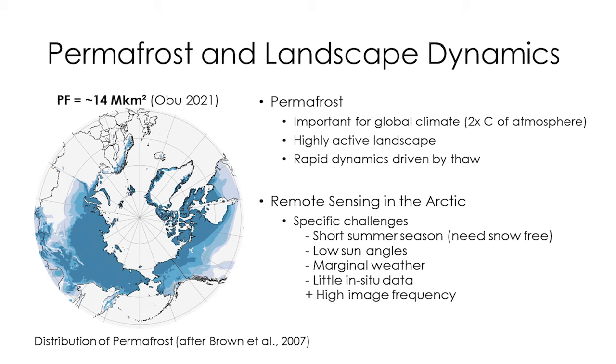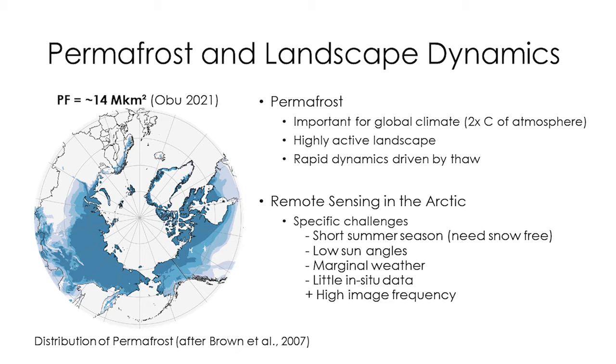This work is based on remote sensing analysis, and remote sensing in the Arctic has specific challenges. We have a short summer season. So for mapping retrogressive thaw slumps, we need the snow-free period. We have low sun angles and a very short summer season. We have, in a lot of places, marginal weather, so a lot of fog and clouds. And we have very little in situ data for training our algorithms or even doing some validation.